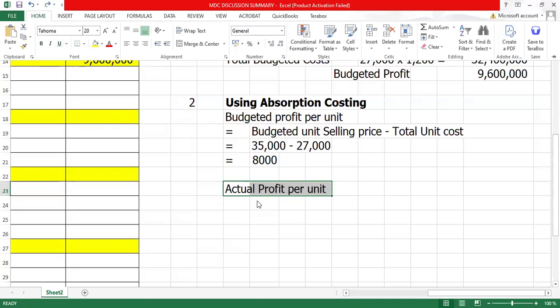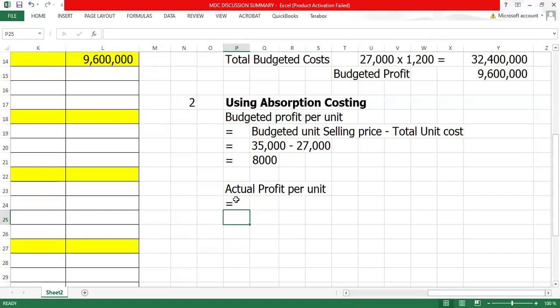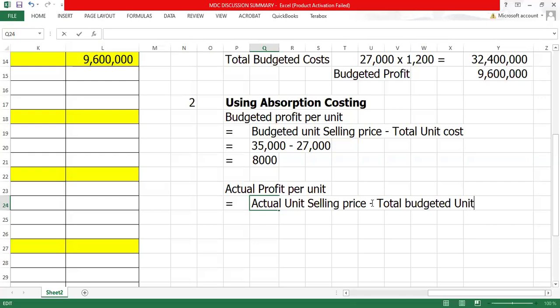For you to get the actual profit per unit, it will be equal to the actual unit selling price, then minus, don't say minus the total actual variable, no, minus, this one remains the same, the total budgeted unit cost.